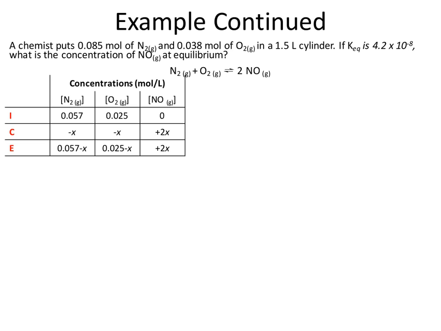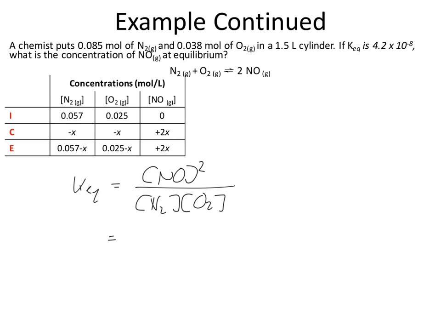Now, to see if we made the right decision to remove the minus x change, we can plug our equilibrium concentrations into our K equilibrium expression and see if we get a value close to K equilibrium. If we do, that means the change is actually very, very small. If we don't, then we made the wrong decision and we have to go back and do the quadratic equation. So let's look at our K equilibrium expression. Again, it's the concentration of NO to the power of 2 divided by the concentration of N2 multiplied by O2.